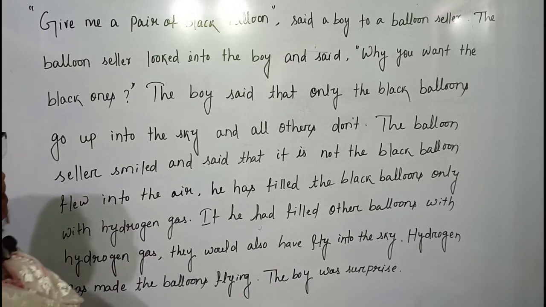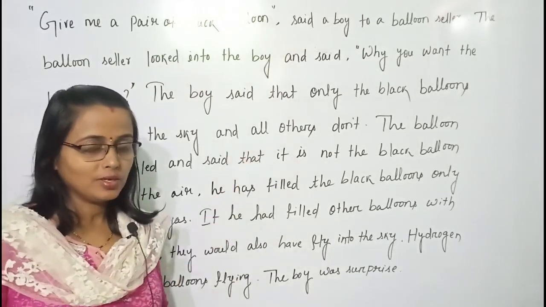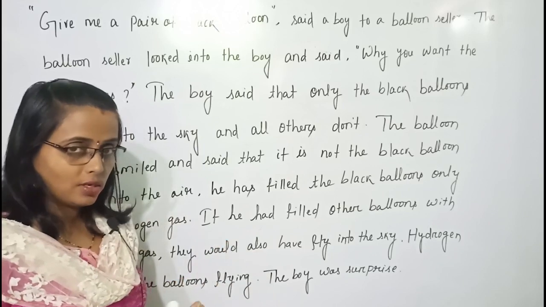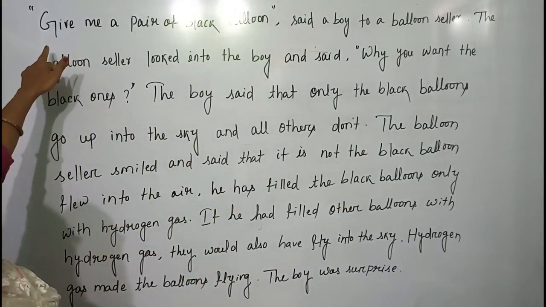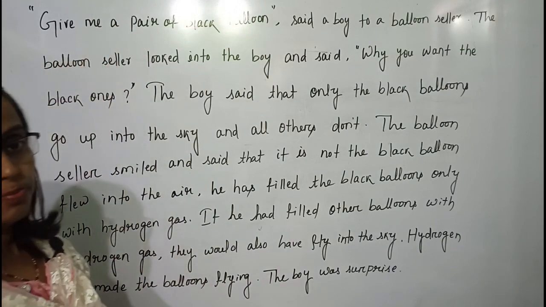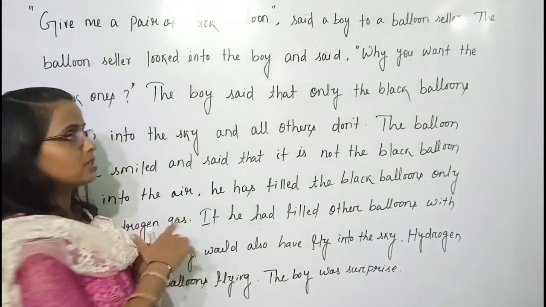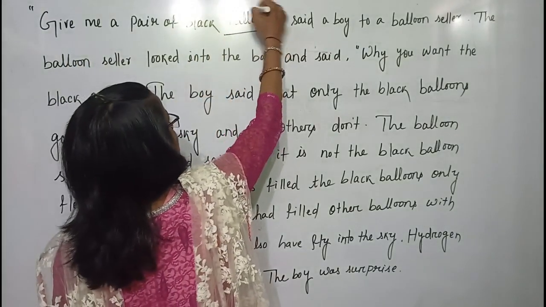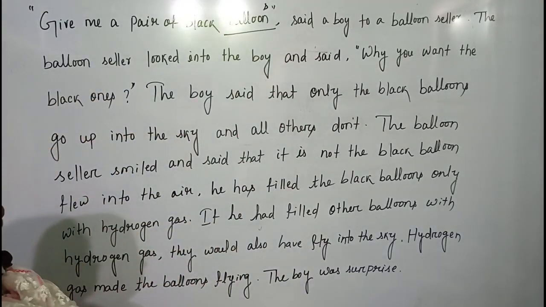The boy was surprised. There is one problem: whenever we are doing error correction, we automatically utter the answer sometimes. It does happen. So see, give me a pair of black balloon. Here a pair of is mentioned. Pair of spectacles, pair of shoes, it takes the plural one. So here S is appropriate: balloons, said a boy to a balloon seller.